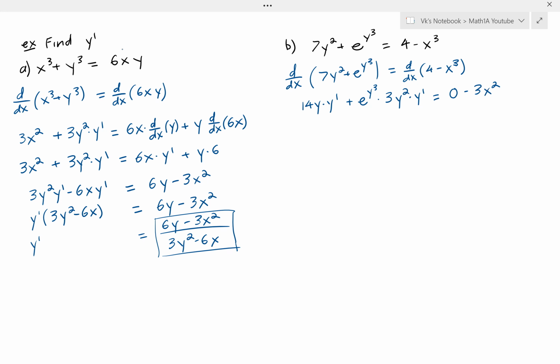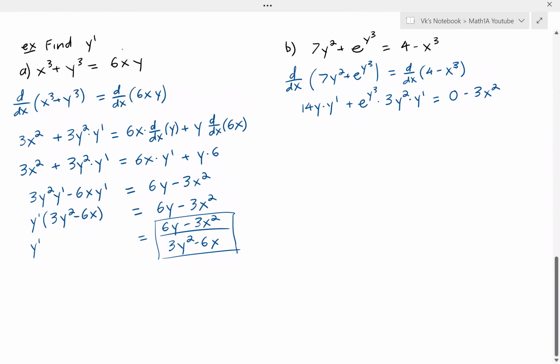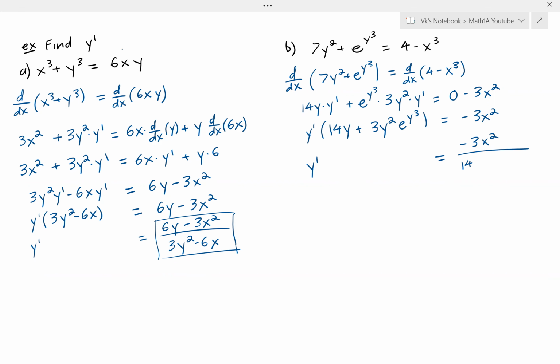We can factor out the y prime: y prime times (14y plus 3y squared e to the y to the power 3) equals negative 3x squared. And so y prime is minus 3x squared over 14y plus 3y squared e to the y to the power 3.